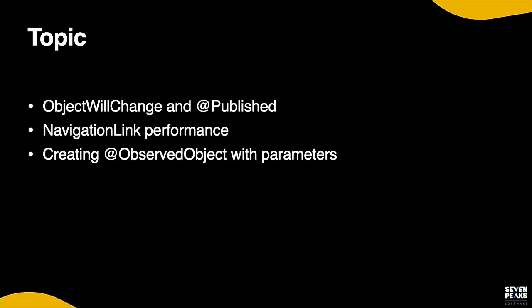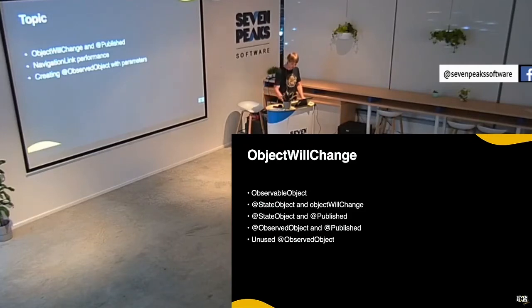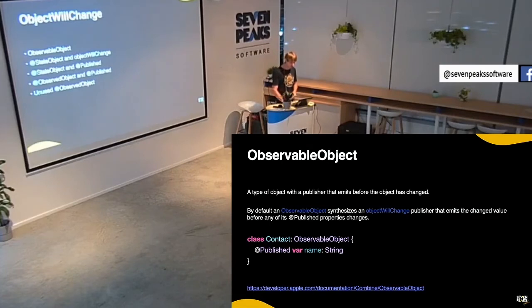I want to talk about 3 topics mostly. It's about published, object will change, and observable object in general. Then about navigation link, as we use it a lot. And how to create observed object with parameters. Somehow Apple documentation is missing this part, and that brings a lot of questions when you start to implement it in your way. So first, about observable object in general.